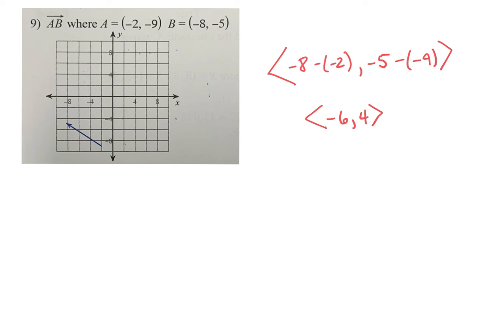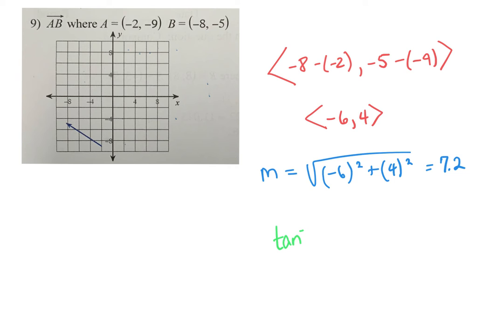For magnitude, I'm just going to plug that in. So it's just going to be the square root of -6 squared plus 4 squared. Rounded to 1 decimal place, you get about 7.2. Now here's where it's going to get a little bit tricky. I'm going to do my inverse tangent. This is my reference angle. When I do that, I'm going to get 33.7. I think 33.7 is my reference angle.